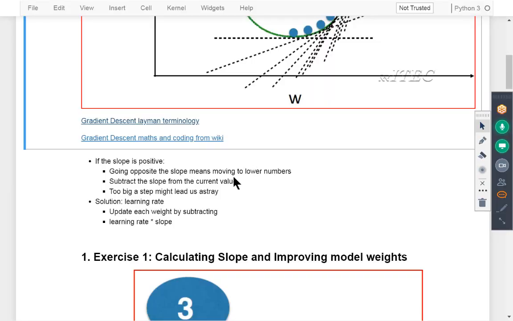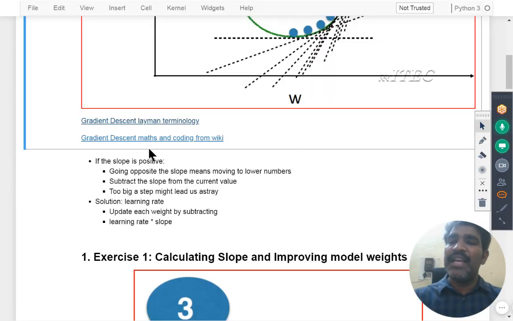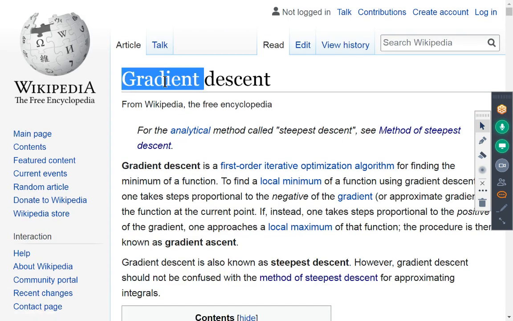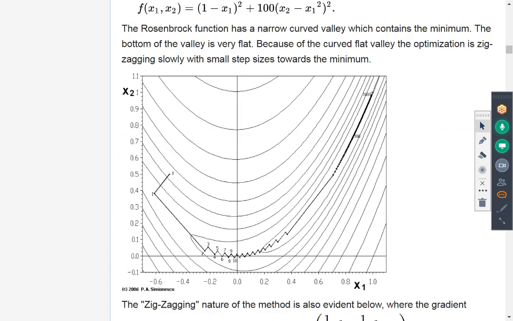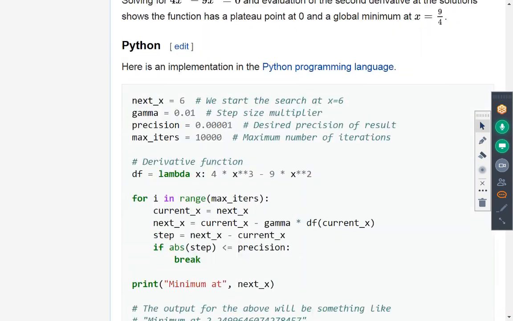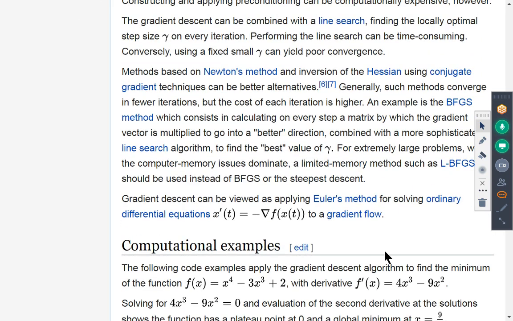Next one we have here: gradient descent math and coding from the wiki. Gradient descent is an algorithm, I said, right? The actual backend code of the algorithm, I want to know. Now I am giving one function to you. Let us go directly to the coding and mathematics. This is a function that I have given to you, sir. For example, f of x is equal to x power 4 minus 3x power 3 plus 2. What is the function? x power 4 minus 3x cube plus 2.